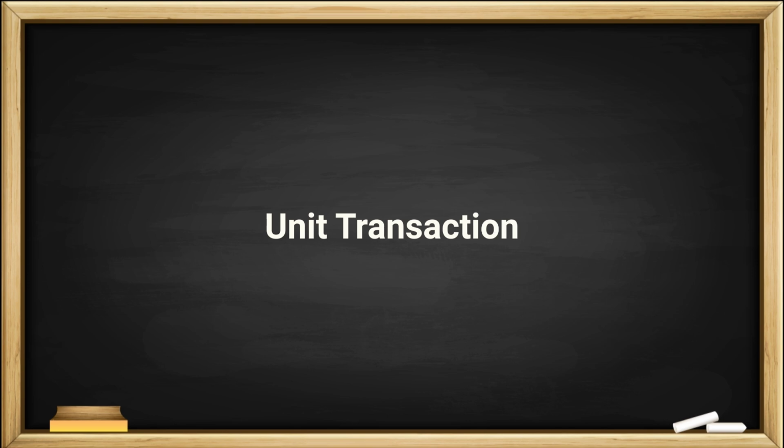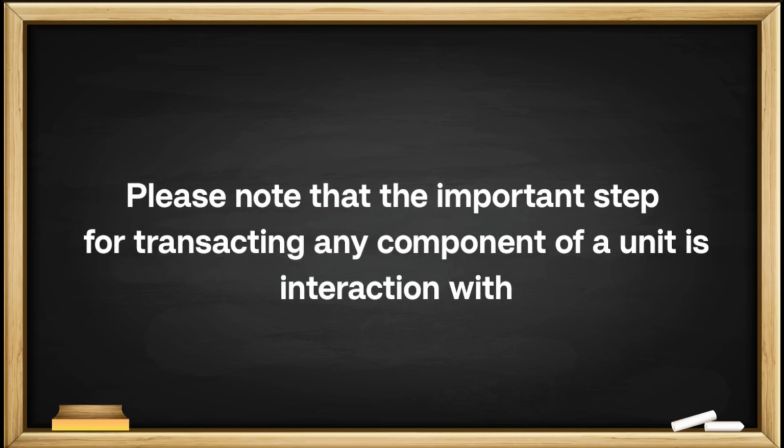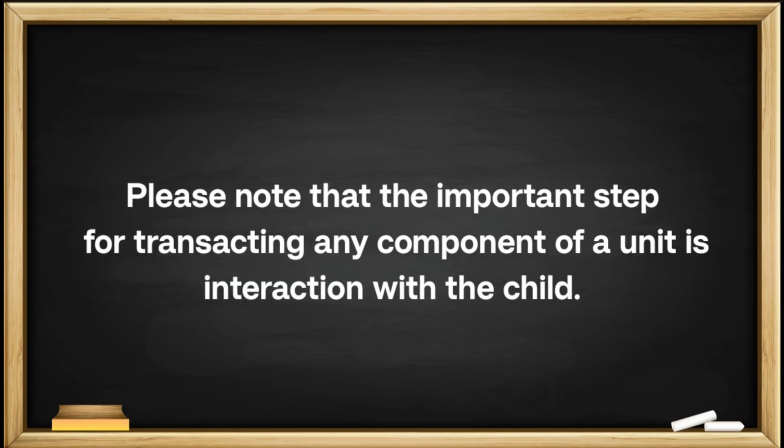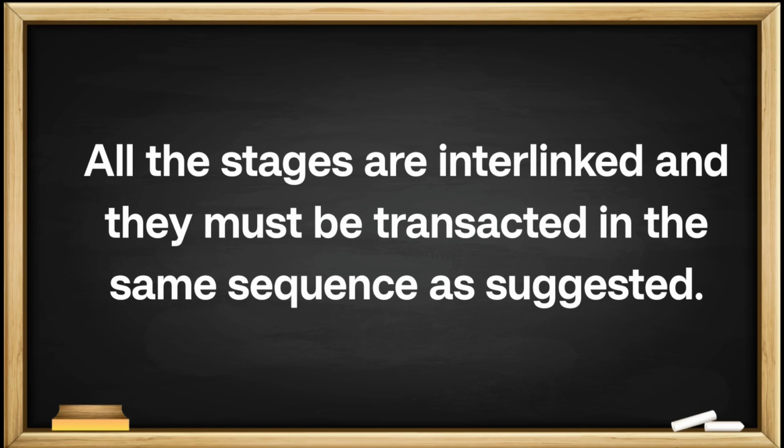To transact a unit in English, we navigate through 3 stages. They are pre-reading, while reading, and post-reading. Let us learn about these 3 stages in detail. Please note that the important step for transacting any component of a unit is interaction with the child. All the stages are interlinked and they must be transacted in the same sequence as suggested.